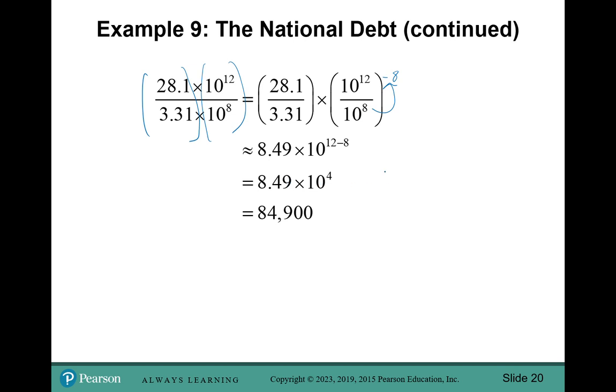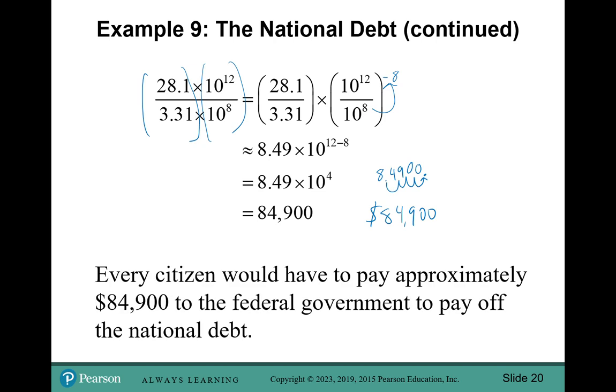Now, we do want that in actual number value here. So 8.49, if we move it 10 to the 4th, 1, 2, 3, 4, I'm looking at $84,900 that each of us owe with the national debt if we broke it up and everybody had to pay the same amount. Better get your checkbook out and start paying up, I guess. Every citizen would have to pay approximately $84,900 to the federal government to pay off the national debt.